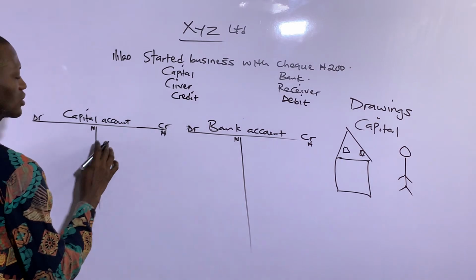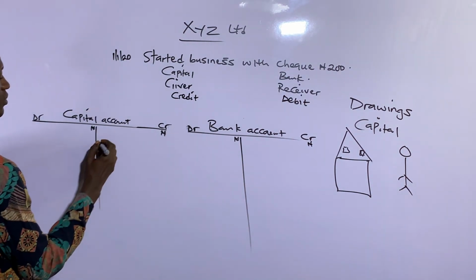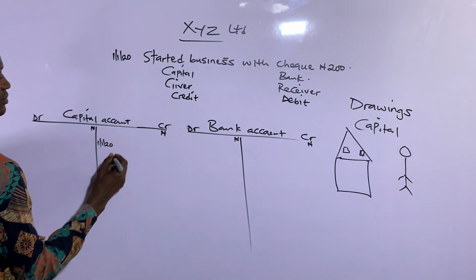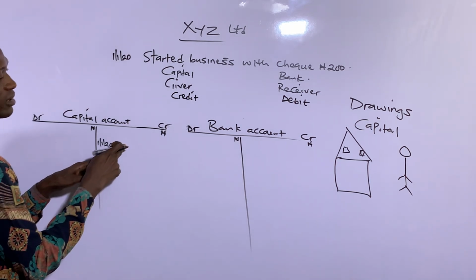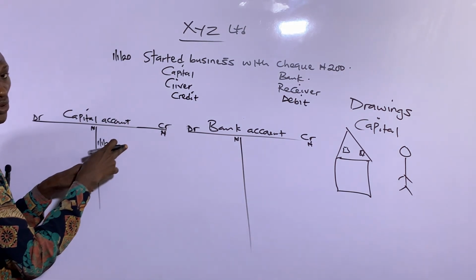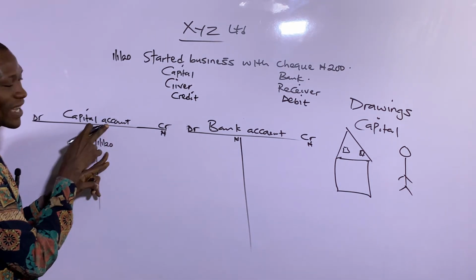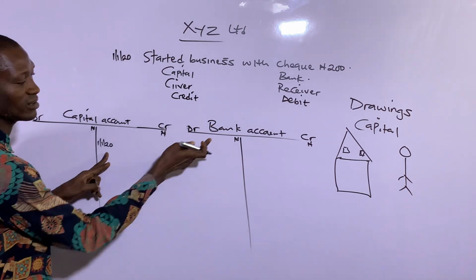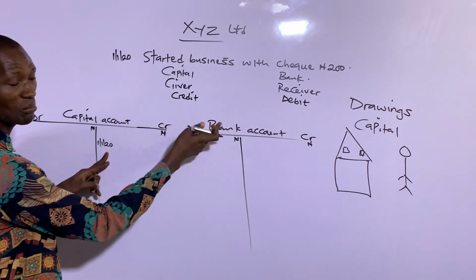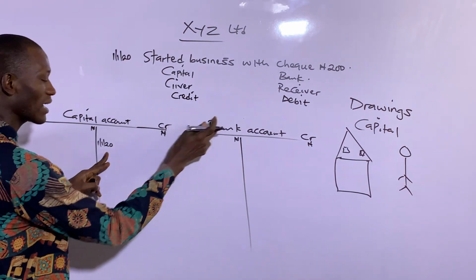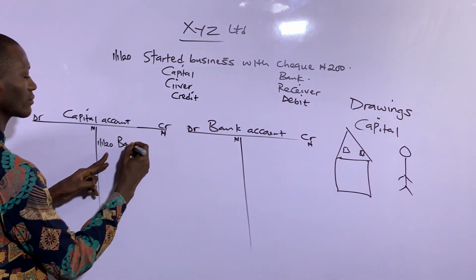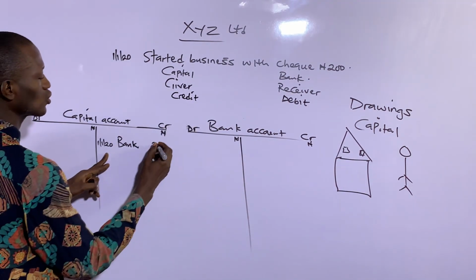So let's credit capital account. The date is 1/1/20. The particulars, which we usually call details: who is capital, the owner of the business, giving the money to? The business. But who is receiving it? Bank account. So you have bank. How much? That's 200.